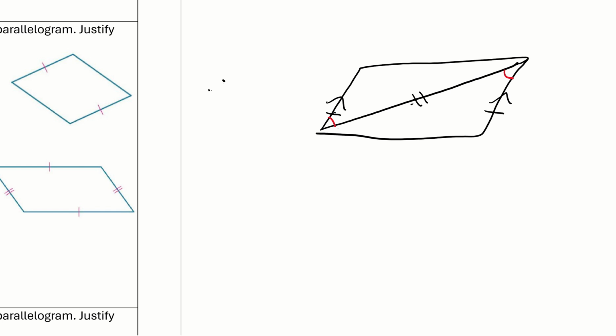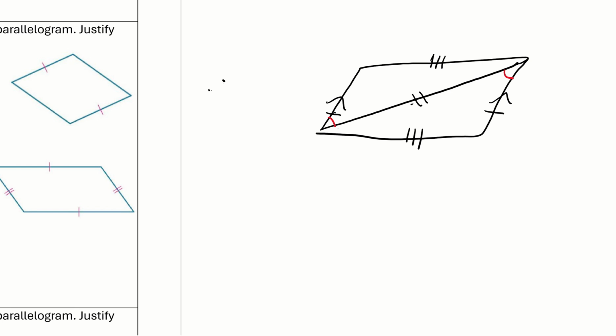And so these two triangles are congruent, and therefore these opposite sides must be congruent as well, because by CPCTC, if those triangles are congruent, then those sides must be congruent as well. So that's called CPCTC: corresponding parts of congruent triangles are congruent. So therefore opposite sides are congruent, and therefore it must be a parallelogram.